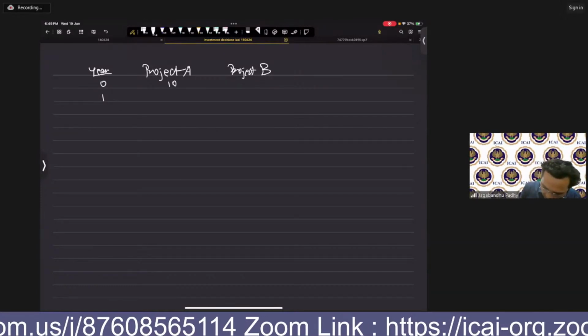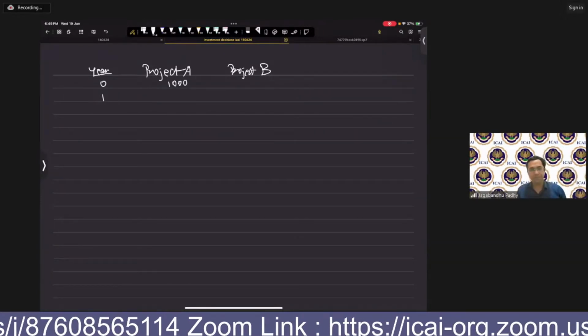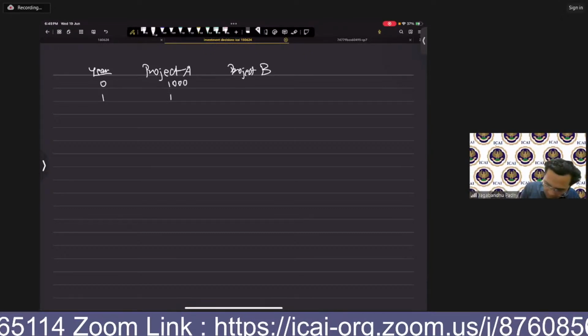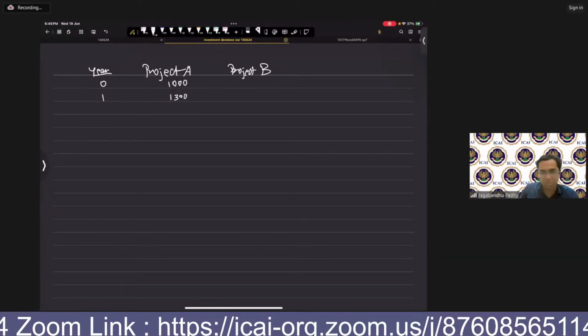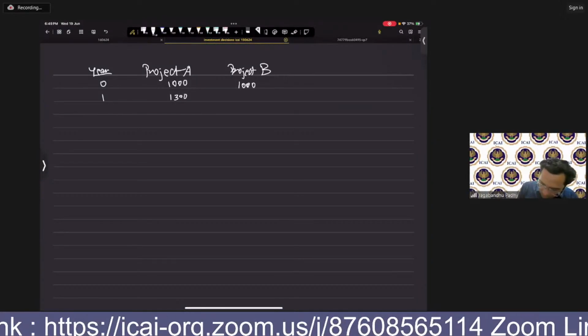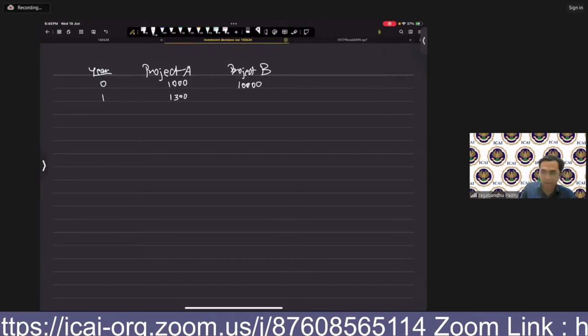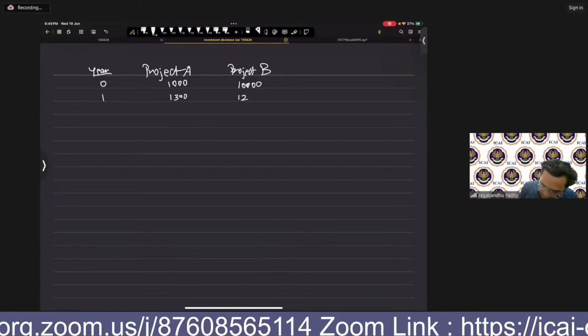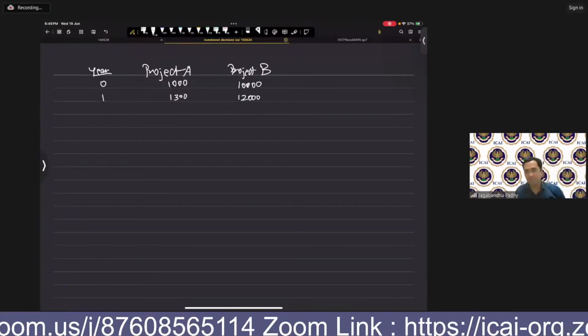So in project A, you're going to invest 1,000. After 1 year, you're going to get 1,300 from the project. In project B, you're going to invest 10,000. And after 1 year, you will be getting, let's say, 12,000 from the project.